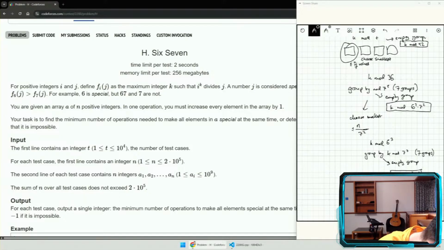All right, so if I do k mod 6 to the L times 7 to the L, then this splits into n over 7 to the L minus 1.